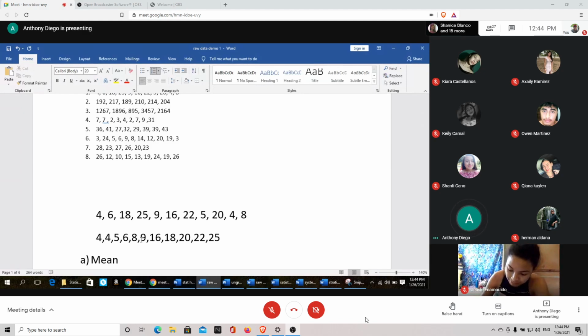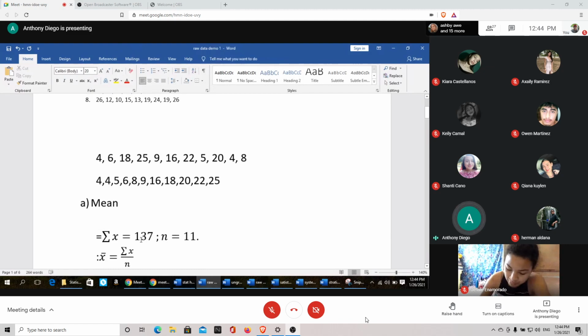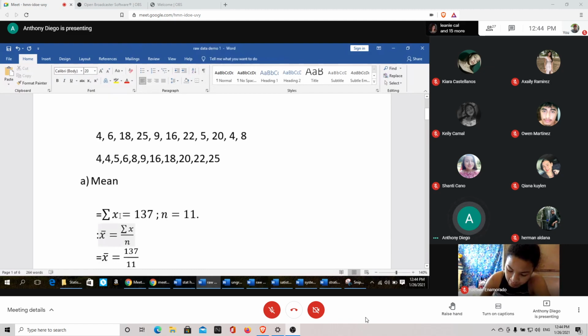The first thing they're asking us is to find the mean. Going back to our formula paper, the mean is the average of the observations. Once again, this is the formula for the mean: x bar is equal to the summation of x over n. So you need to identify your values by taking the summation of x. X is the observations that you have here. You need to add all of these.